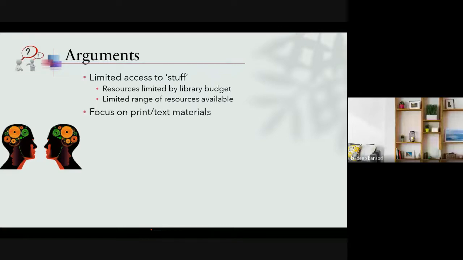Another argument is we have more focus on print and text material. What happens if the data vanishes or is deleted? Then we don't have the data. Moreover, it is not possible to read the text on the desktop or on the mobile as it is readable inside the books. And we all love the printed materials.